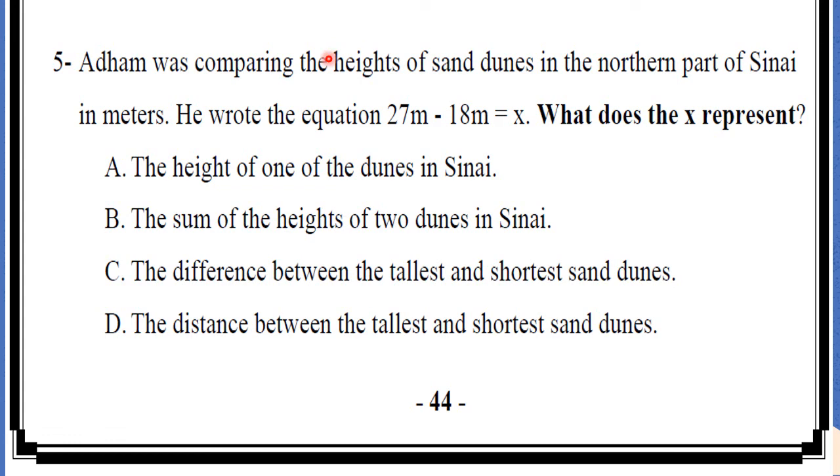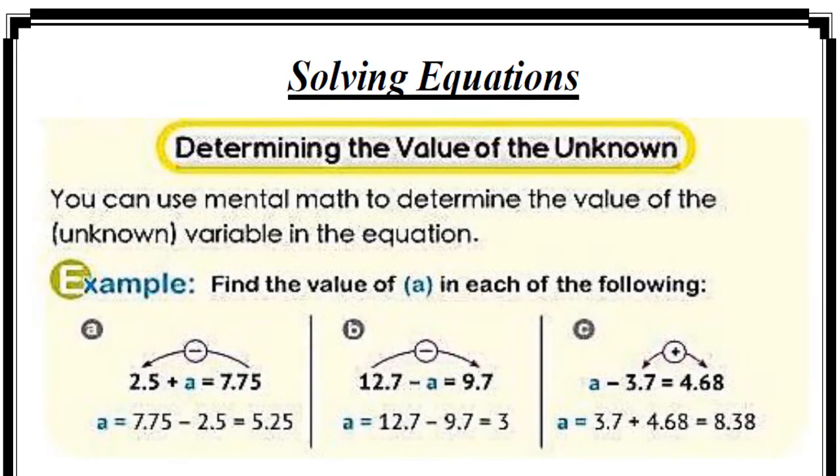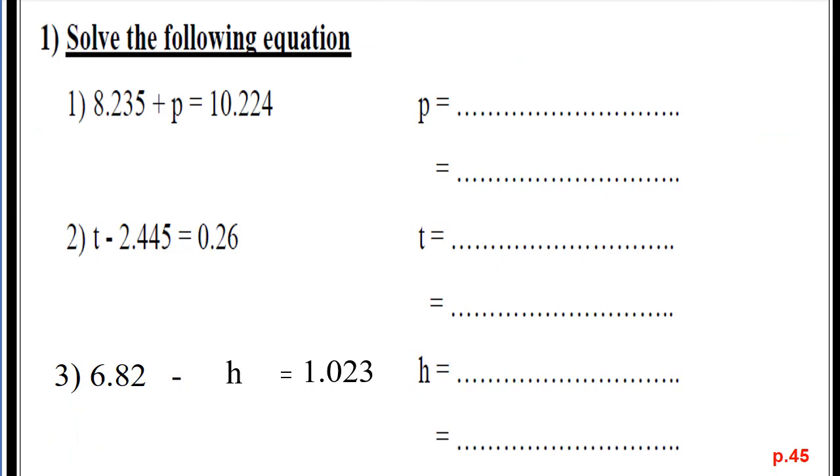Here we are going to talk about the heights, so it will be the difference between the tallest and the shortest sand dunes. Here we are going to talk about solving equations, determining the value of the unknown. You can use mental math to determine the value of the unknown variable in equations. And also we can use the steps. Here in number 1, solve the following equations.